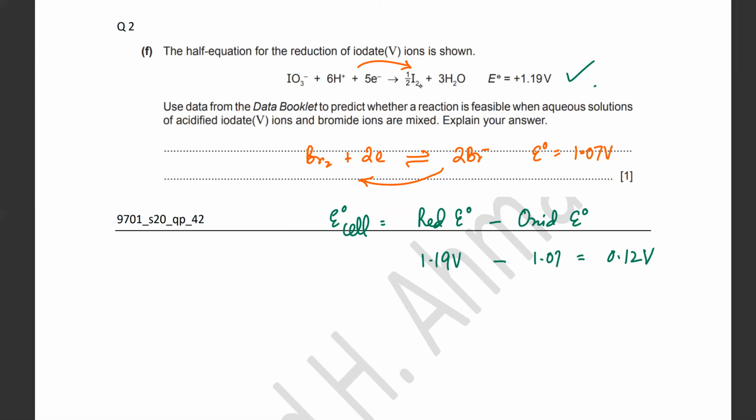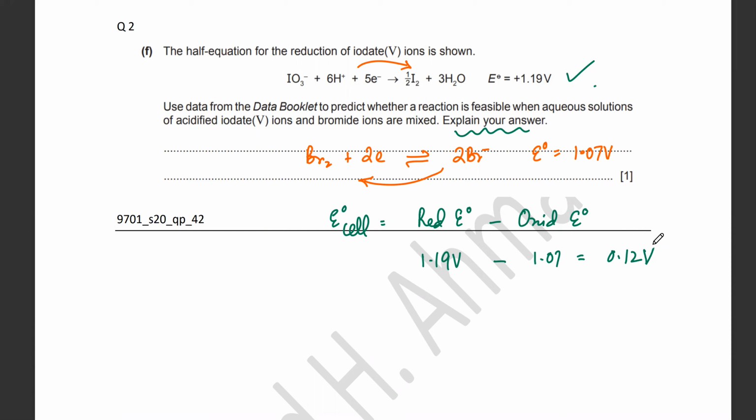So for E0 cell, that's what you're going to write. Explain your answer. You're going to tell them that the E0 cell is coming out to be 0.12. He's not asking for the equation, so I think it's pointless to construct the equation. He just wants whether it's feasible or not. It's just a 1 mark question. So no equations required. You're just going to tell them that the E0 cell is 0.12, which is greater than 0. So that is when the reaction is going to be feasible.